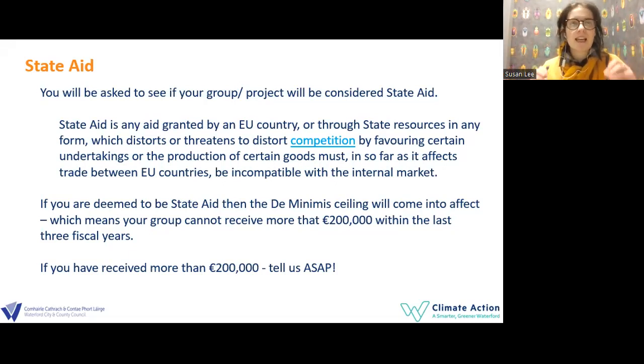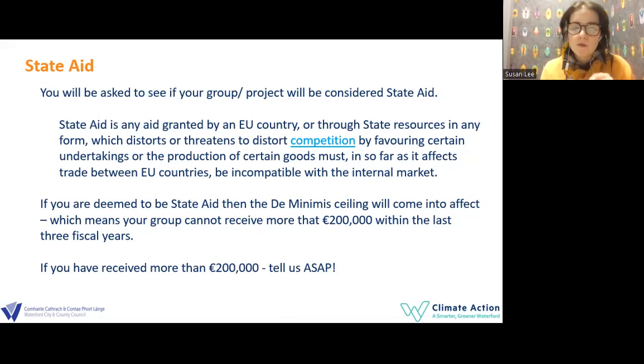And I would say that for 95% of groups applying for this program, this is going to be straightforward and irrelevant. If groups are deemed as being in receipt of state aid, then they can't have received more than 200,000 in de minimis funding over the last 3 fiscal years. Now, if you are a group who's going to be classed as having received state aid and you've received more than 200,000, please get in touch. It doesn't rule you out, but there are just a few more things we have to consider.